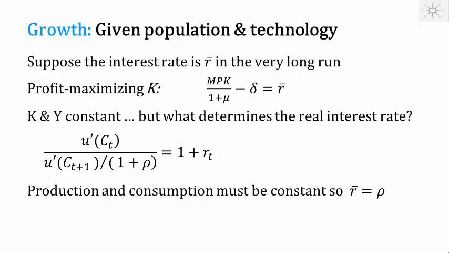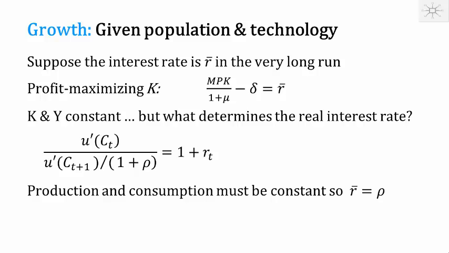Now if consumption is constant, then of course the marginal utility, U prime of C, is the same today and next year. Then we see immediately that this condition says that the real interest rate must be equal to the subjective rate of discount. So we have now figured out that there is a long-run equilibrium where the real interest rate is equal to rho, and the capital stock is determined by the profit maximization condition.